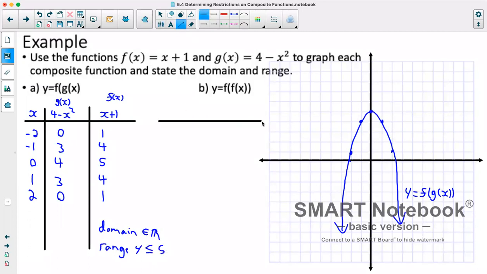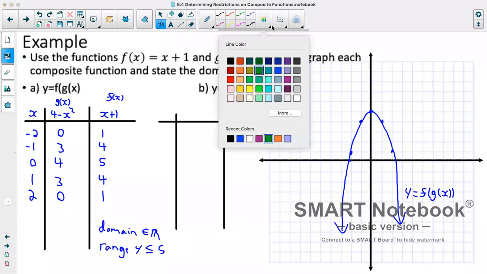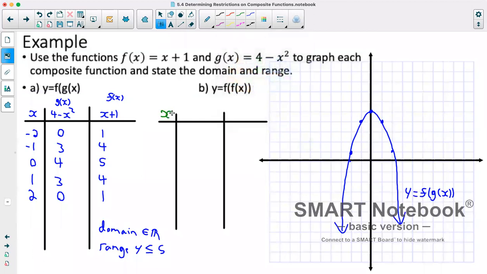Next, we'll do the same thing for y equals f of x. So once again, I'll go from -2 to +2. Our inner function was f of x, so I'll do that in this first column, and that was x plus 1. So -2 plus 1 is -1. -1 plus 1 is 0. 0 plus 1 is 1. 1 plus 1 is 2. 2 plus 1 is 3.